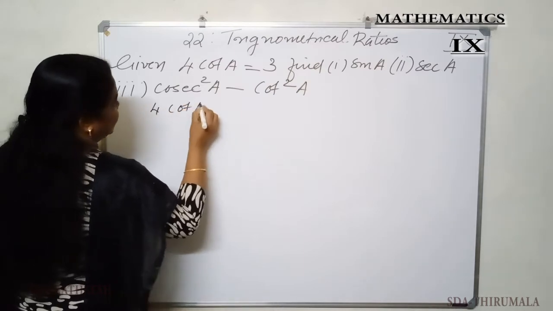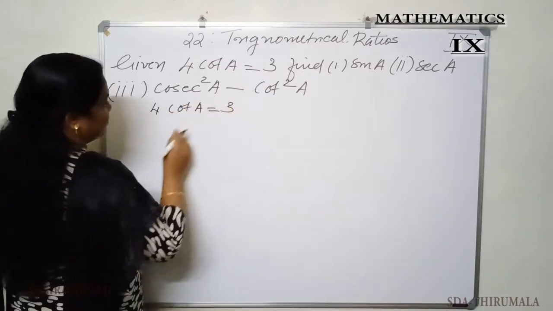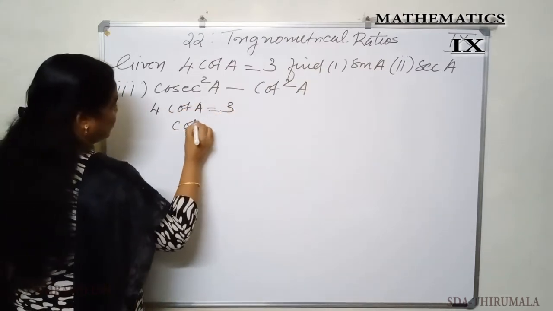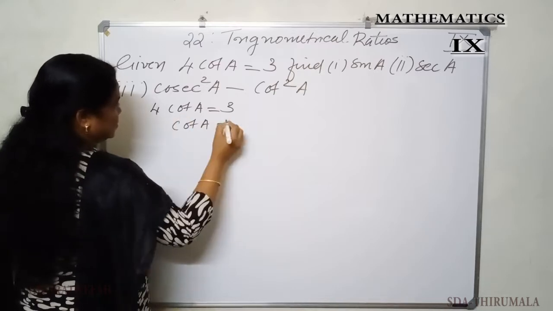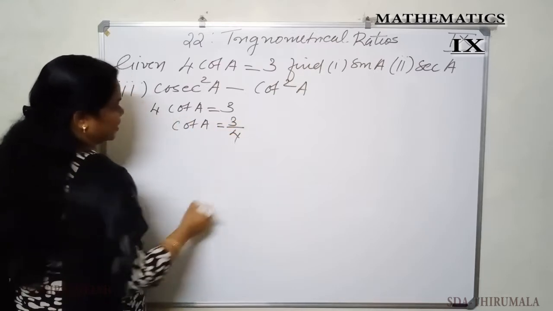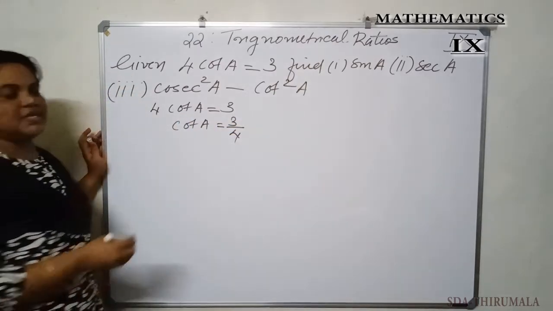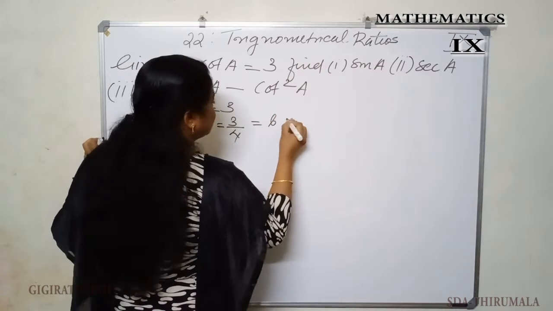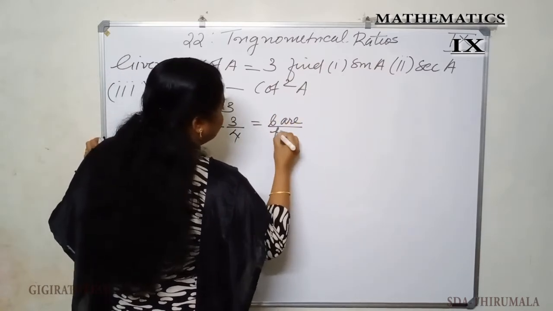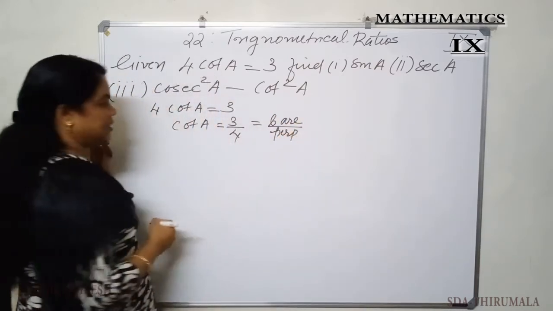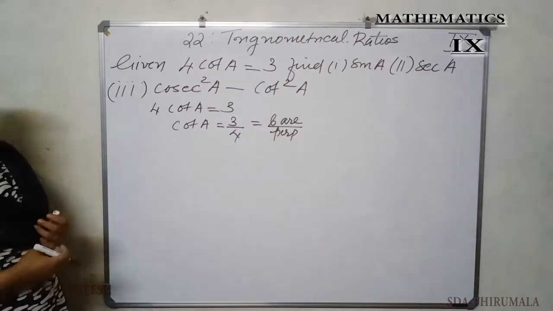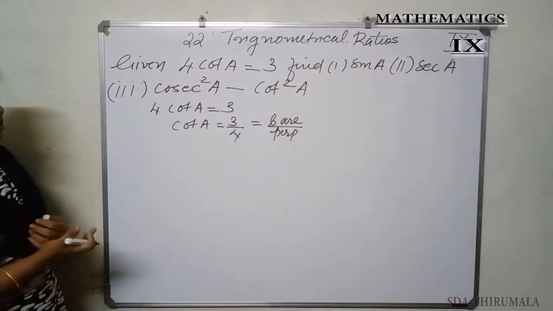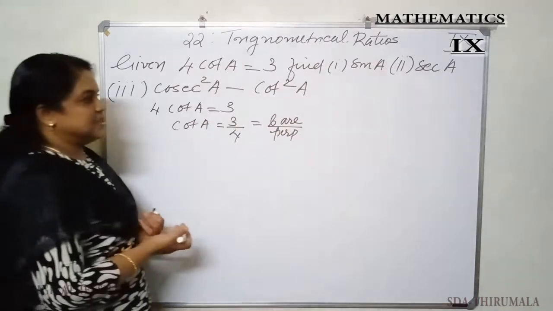4 cot A is equal to 3. From this we can derive cot A. Cot A is equal to 3 by 4. And what is cot A? Cot A, we know, is base by perpendicular. Cot A is equal to 3 by 4. By the ratios, cot A is equal to base by perpendicular.